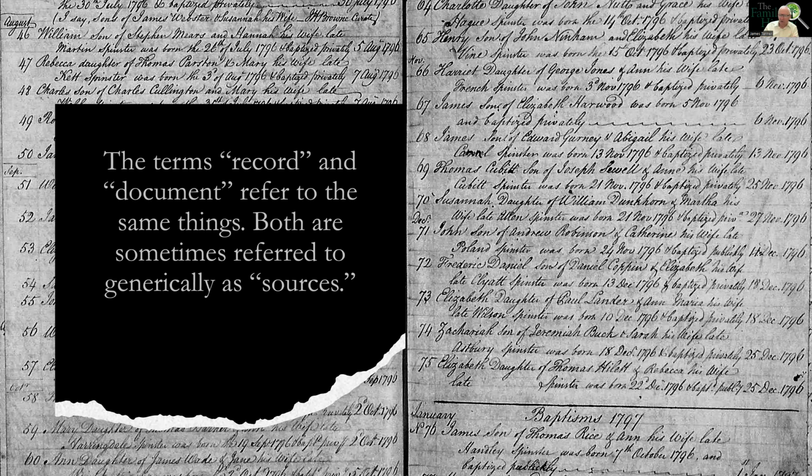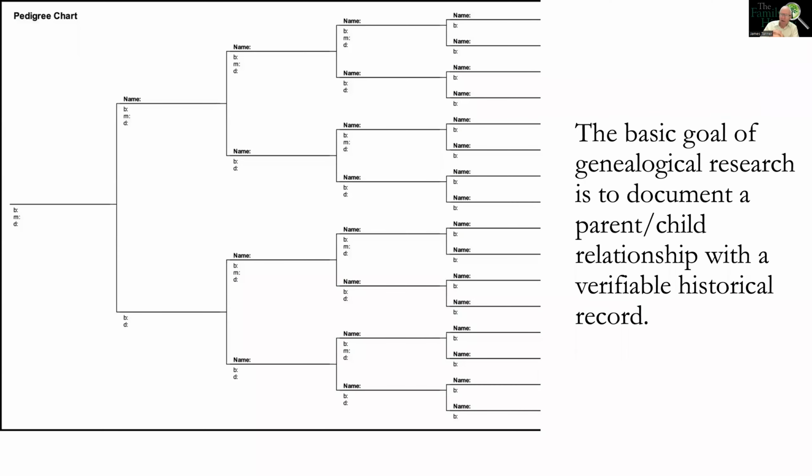But when we do that, we're still working with records. We're still working with documents. And sometimes we call them sources. Well, we're going to kind of clarify that source term. So what's the first thing that we're going to be concerned with in genealogy?